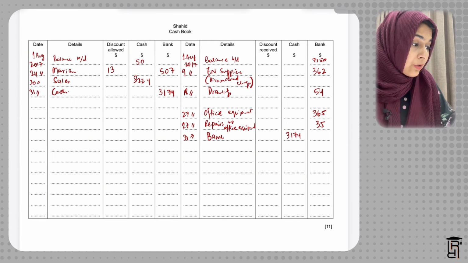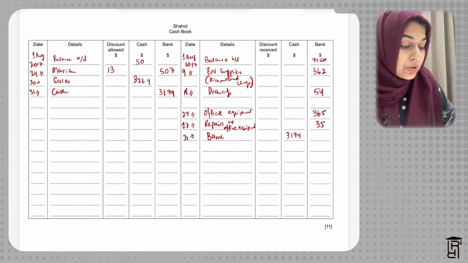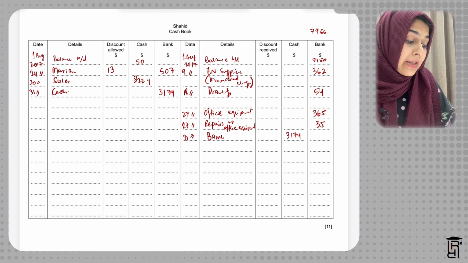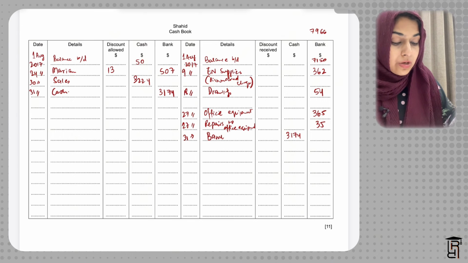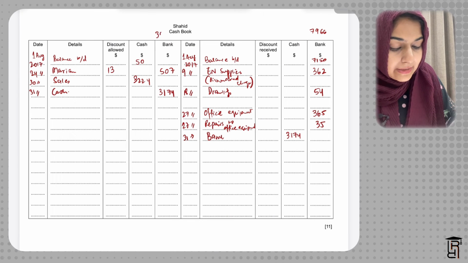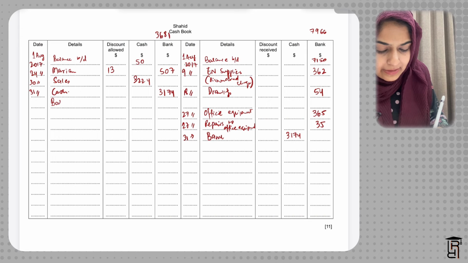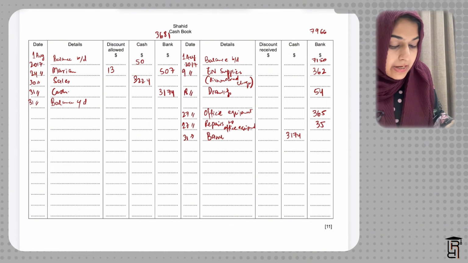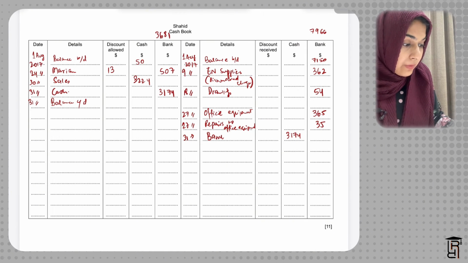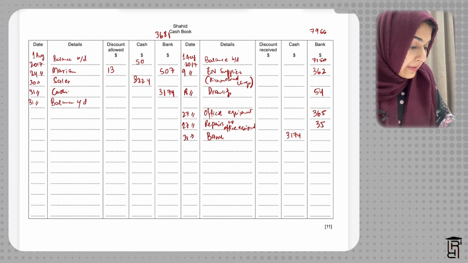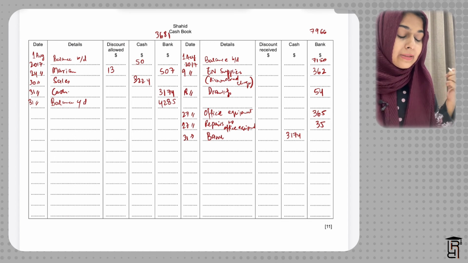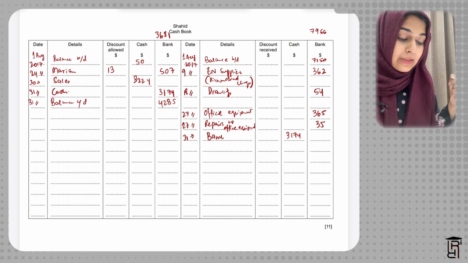Now basically I'll calculate balances. So the total of the credit side of the bank column is 7966, and the total of the bank column on the debit side is 3681. So we get a balance carried down here. So I write here balance carried down. I write here 31st August. I need to record this in the bank column. So the balance carried down for bank will be 4285. So this will be basically 7966 minus 3681.